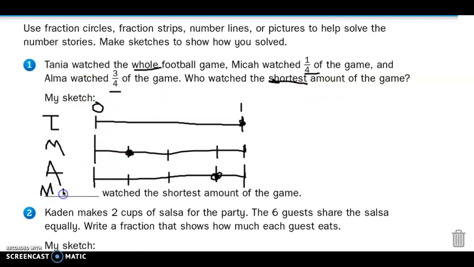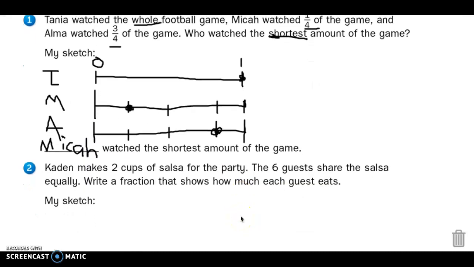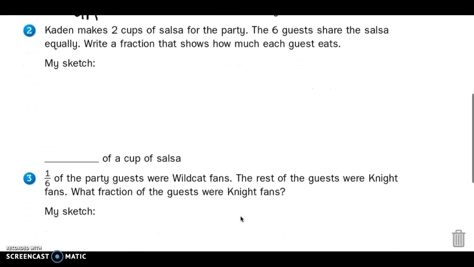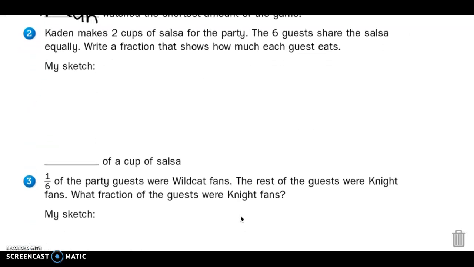Micah watched the shortest. Could you have done fraction circles or fraction strips or a different picture? Yep, as long as you showed at least one way to do it. You could double check your answer and show it another way. That would work. Okay, next one says Kaden makes 2 cups of salsa for the party.